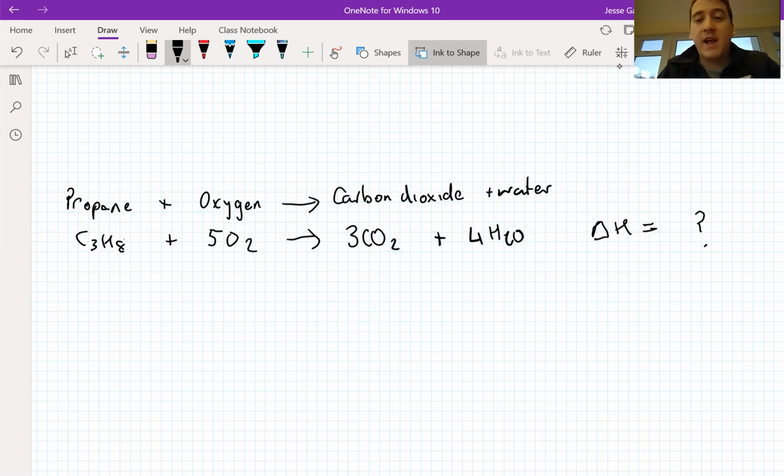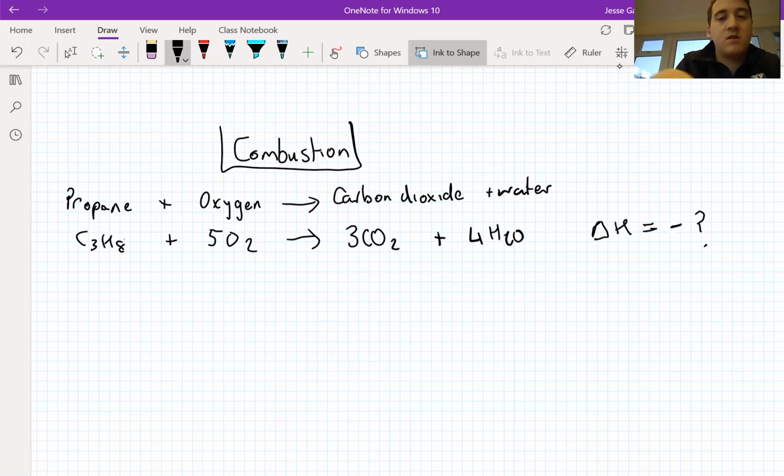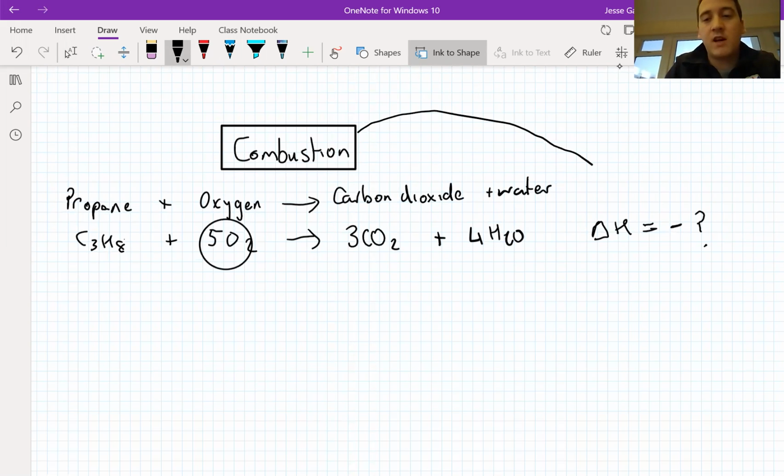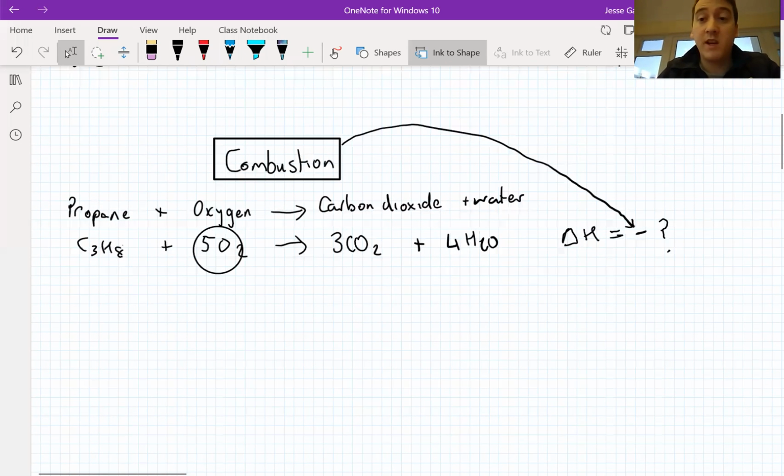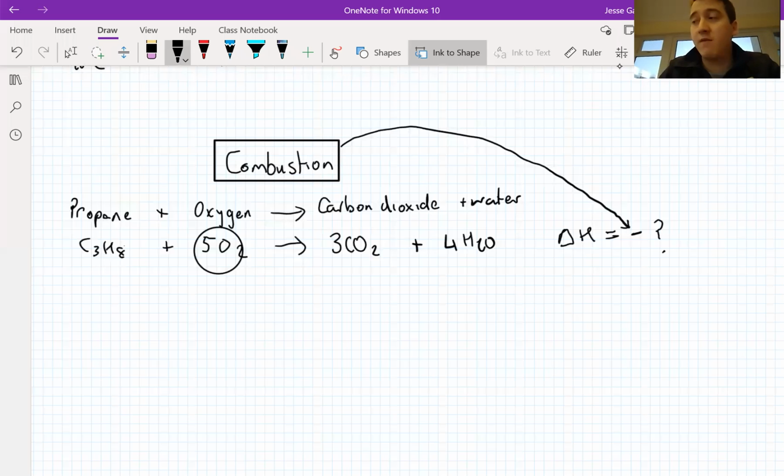And it's going to be a negative number because this is a combustion reaction. So this is an example of a combustion, and I know that because I'm burning a fuel in oxygen. So because it's a combustion reaction, that means it's going to be a negative number. Now, how much is that number? Well, I'm not sure of that. We would need to measure it to find out. We would need to measure the heat of the reaction.